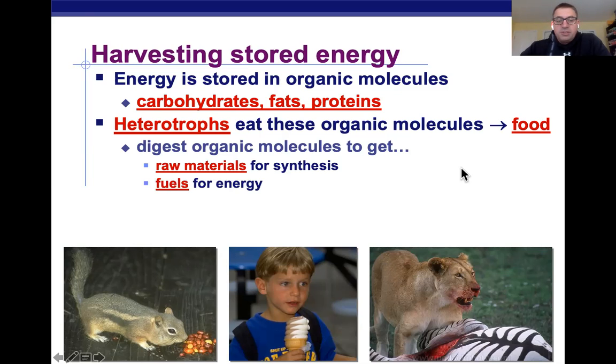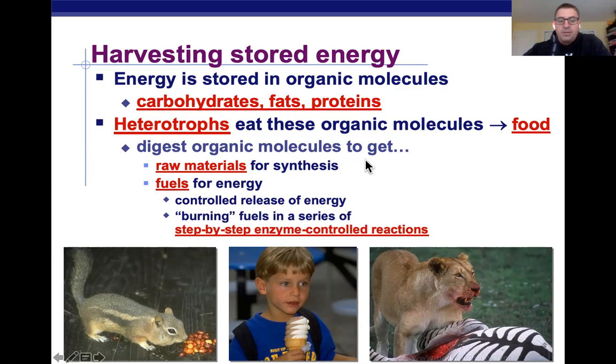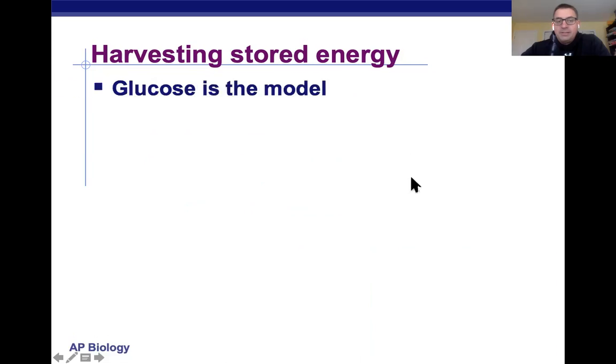The food that we eat also serves as the fuel that we need for energy, and we control the release of the energy in those molecules. Those food molecules store a whole lot of energy, and if we released all that energy at once, the increase in temperature would be too drastic for our cells to deal with. So instead, we slowly release the energy in a bunch of small little steps, and each one of those steps is controlled by enzymes.